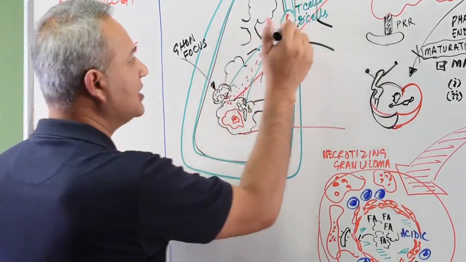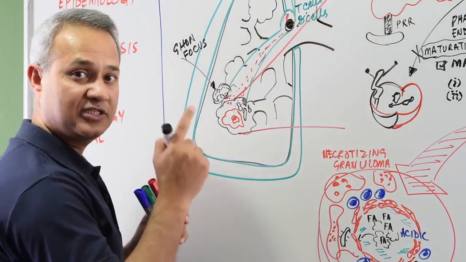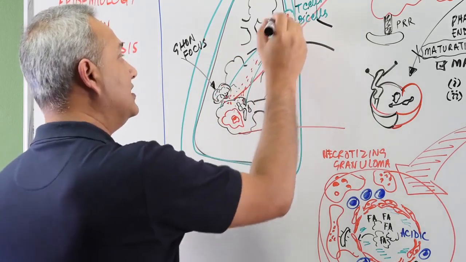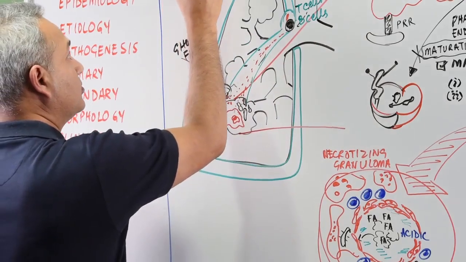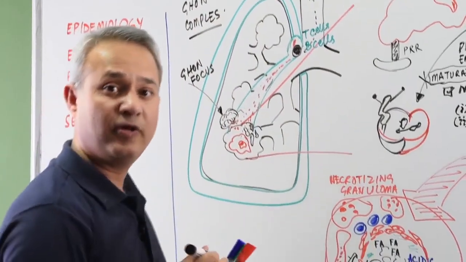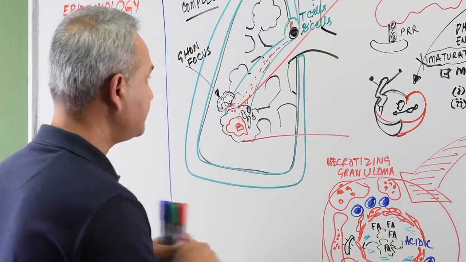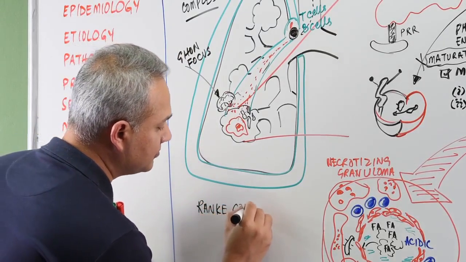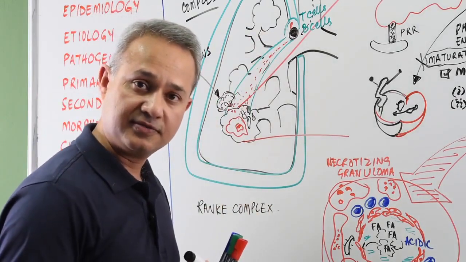If the same thing happens in the lymph nodes as well, which it does, with the same caseation, same necrosis and same granuloma formation present in the lymph node, then these two things together are called Ghon complex. This calcification, when seen in the X-ray, is called Ranke complex. Ranke's complex is nothing but the presence of the Ghon complex in the lungs.